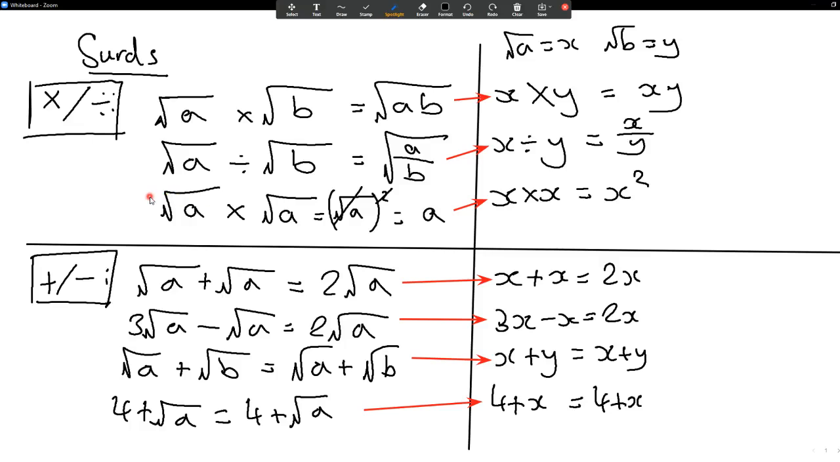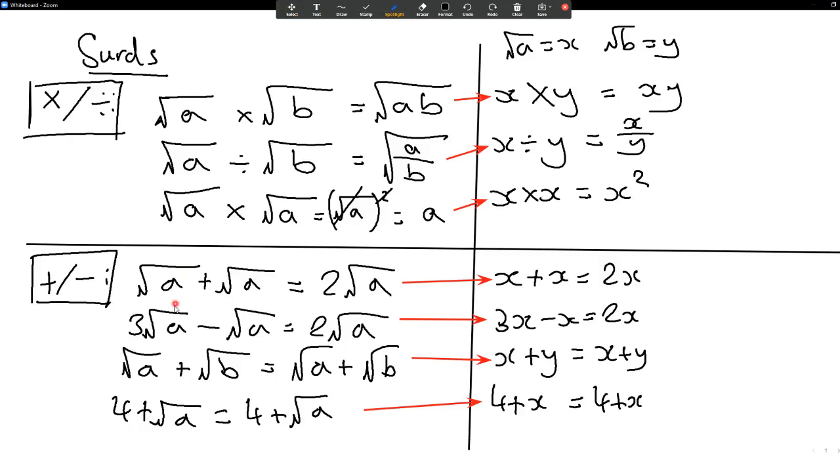Now, if you multiply the same surd together, you can think of it as being root a squared, because you're multiplying it by itself. And the square root and the square cancel out because they're inverses of each other. So you just get a out. So when you multiply a surd by itself, you get the thing inside the surd. Remember, a can be any number.